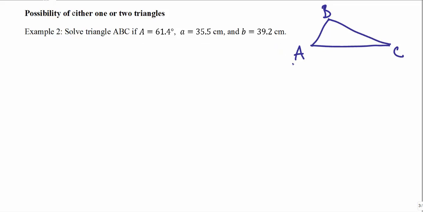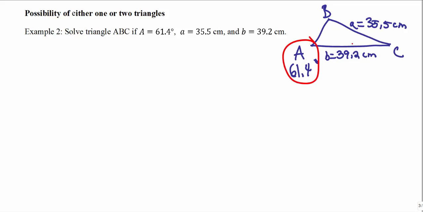So let's label our sides. We have 61.4 degrees for angle A. For side A, 35.5 centimeters. For side B, 39.2 centimeters. So we see that we know an angle, we know a side, and then we know a side. So this is ASS, which is not a congruence axiom, which means that we have the possibility of having no triangle, two triangles, or only one triangle.